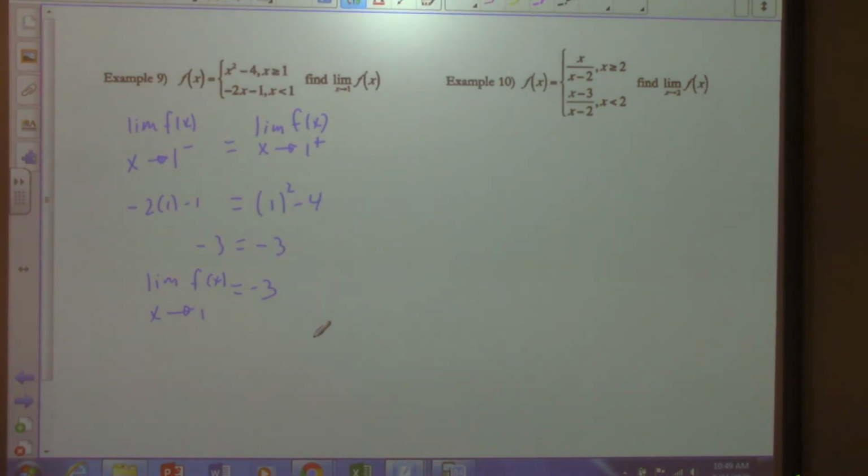Now, once you get used to doing this notation, the way I did it here on example 9, it becomes just sort of your process.